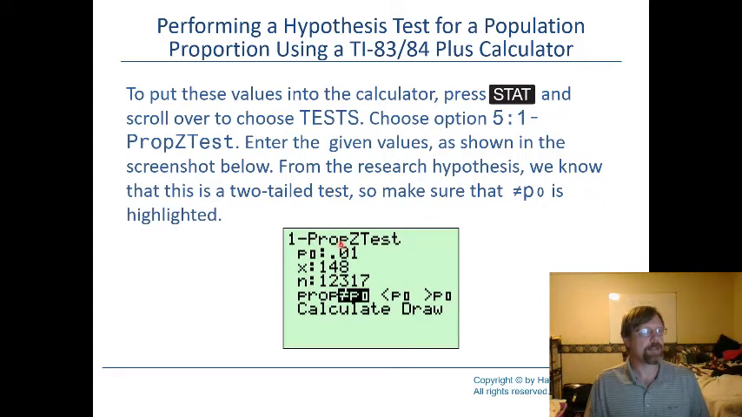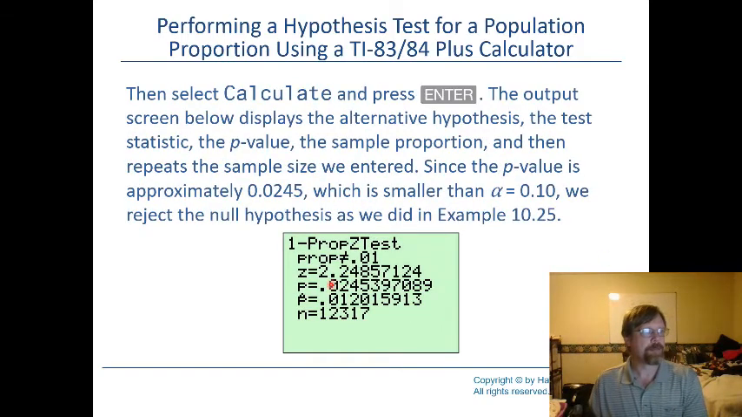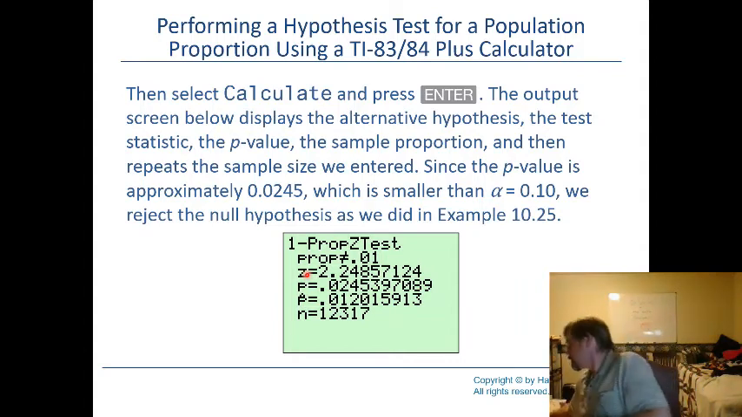The test we're after is the 1-PropZTest, the one-proportion z-test. We can put in our p sub 0, x, and n, and select that we're looking at a not equal test. Tell it to calculate. We get our sample proportion, there is the p hat. P here is our probability, and there's our associated z value. There you go.